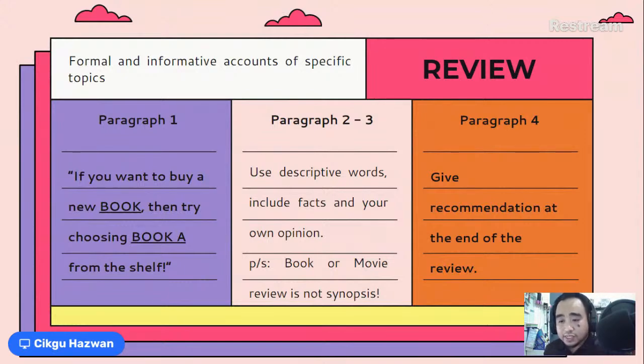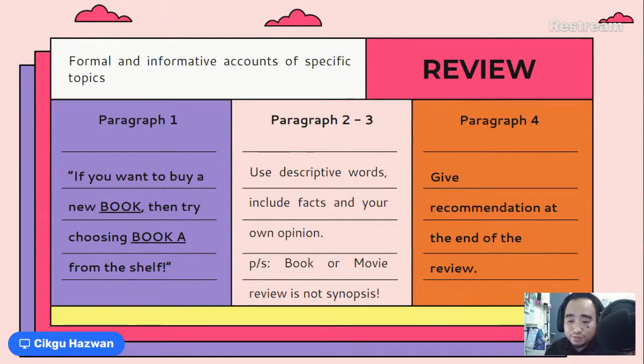A review is a formal and informative account of specific topics. So when you are writing a review later, if you choose to write a review, okay, this is how you should plan your review. In the first paragraph, if you want to buy a new book, then try choosing book A from the shelf. Introduce macam tu so that people want to read. Okay, not just write, I'm going to write a review on da da da da da. So try to engage as early as in the introductory paragraph. And then in paragraph 2 and in the body of your review, use descriptive words, include facts and your own opinion. Ni beza review and synopsis.